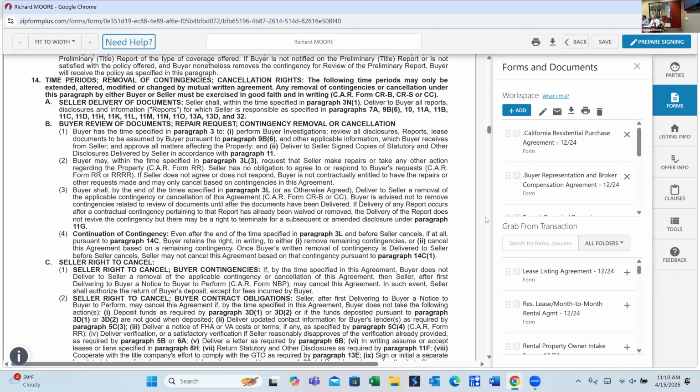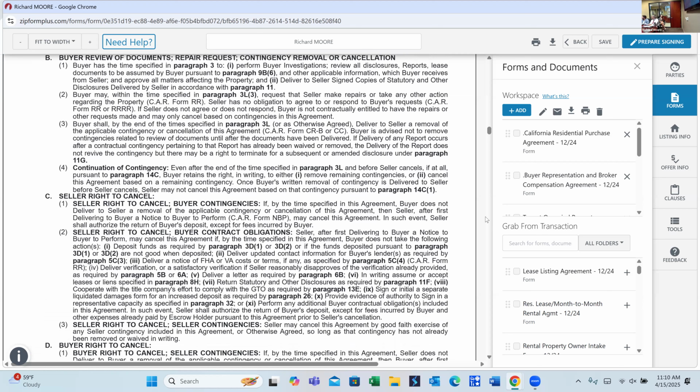So if the 17th day falls on Thursday, I want to send a notice to perform on Tuesday. They have until Thursday at 11:59 p.m. to remove their contingencies. The following day, Friday, if they haven't, at 12:01 a.m., I can cancel the contract. This is it. I want to make sure that we've done everything.